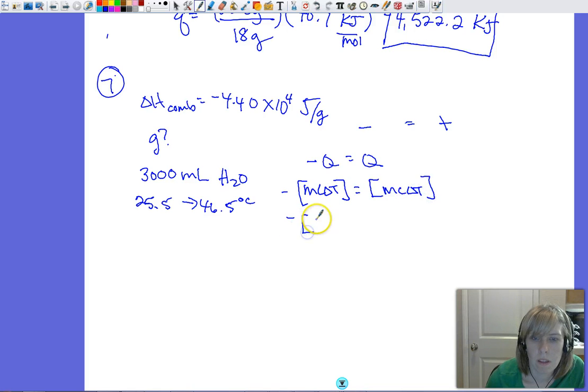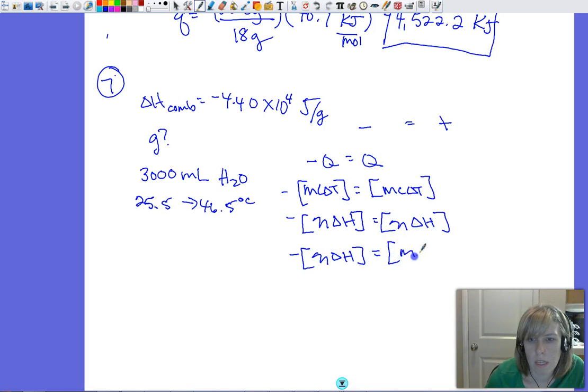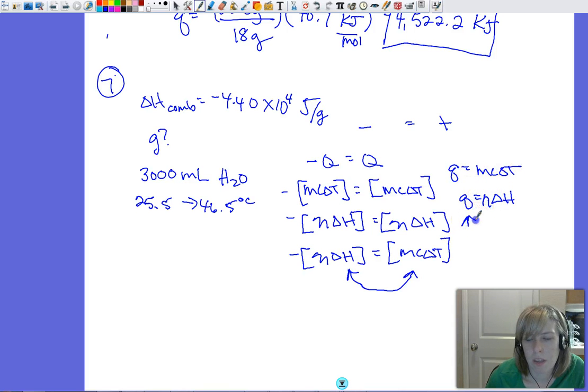You can have N delta H of this one equaling N delta H of this one. You could have N delta H of this one also equaling MC delta T of this one. And just because these are different, they're both equal to Q, right? So Q equals MC delta T, but Q also equals N delta H. They're different ways based on the situation to get Q. So that's why we can still set the two different ones equal to each other.